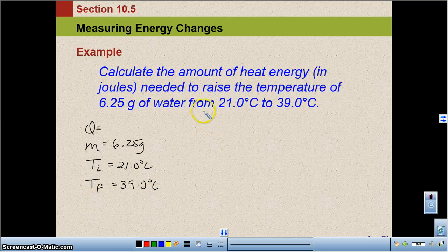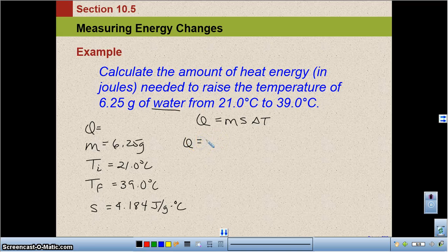And in order to use Q equals m s delta T, we're going to need an S value. So we have to go back up and see what we're dealing with. We're dealing with water, and water from 21 to 39 degrees Celsius is going to be liquid. And we know from our chart that the specific heat capacity is 4.184 joules over grams times degrees Celsius for liquid water. So let's plug in what we have and find what we want to find out.